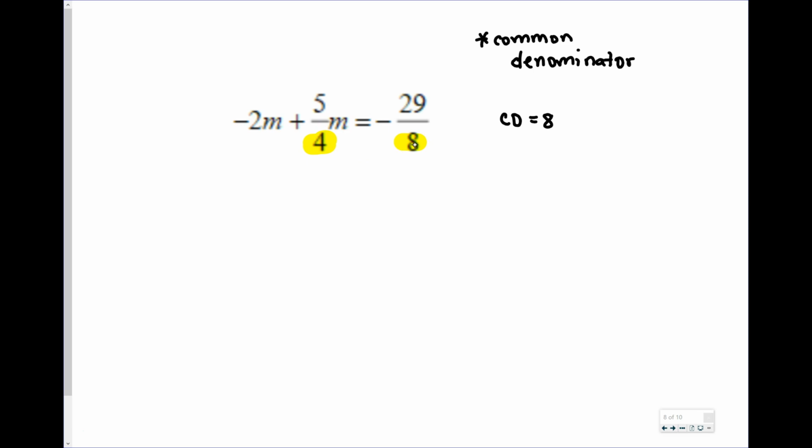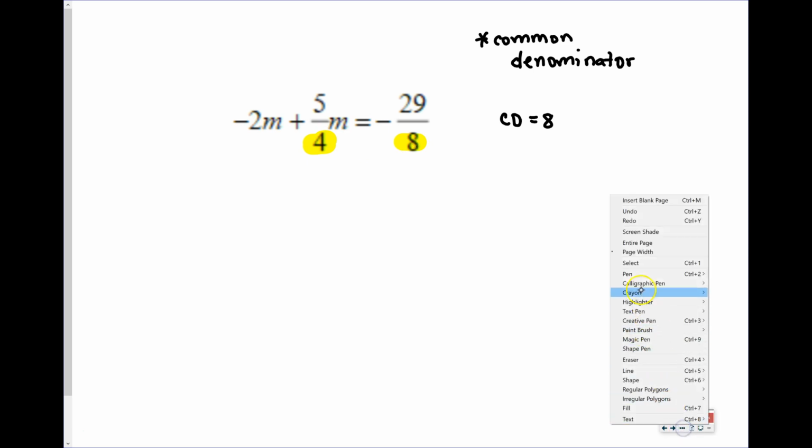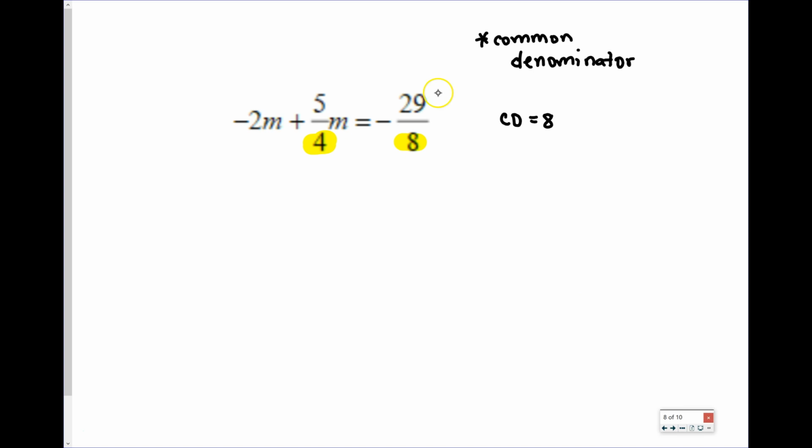Both 4 will multiply to 8 and 8 will multiply to 8. So 8 is the number I'm going to multiply by. I'm going to write my work really carefully. I'm going to put a times 8, a times 8, and a times 8. I'm going to draw my line. Now here, the 8's cancel out. But what happens here? I have 8 and 4, and I can't cancel out the 8 and 4.